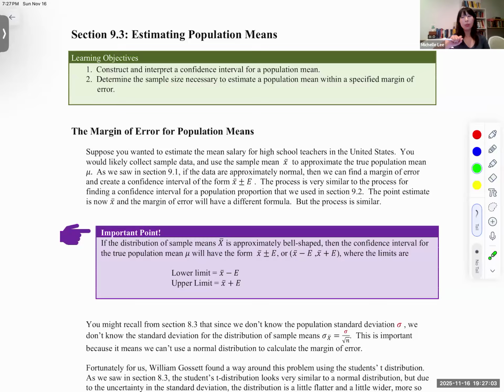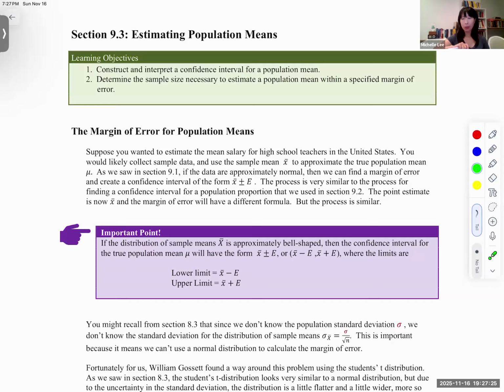We used the z critical value, right? But here we are going to use the t critical value. That's why I mentioned the z earlier. And then we will learn t. We talked about t score, t value in chapter 8, right?